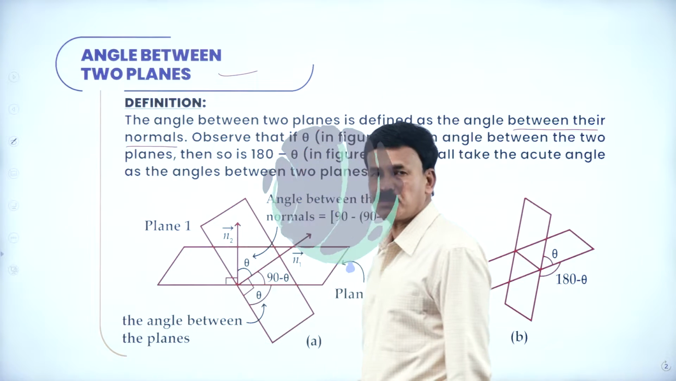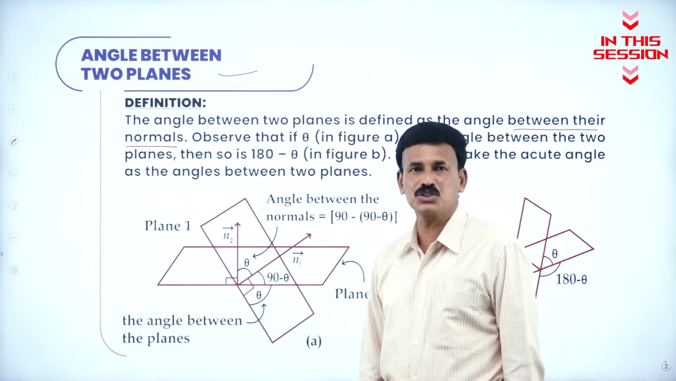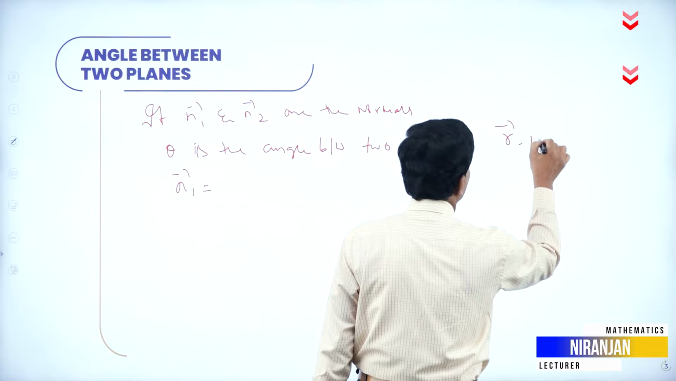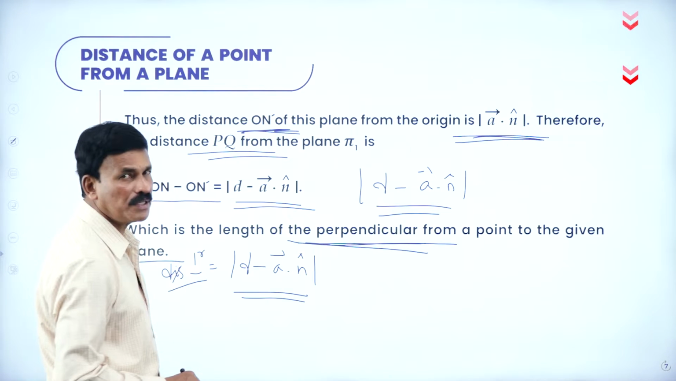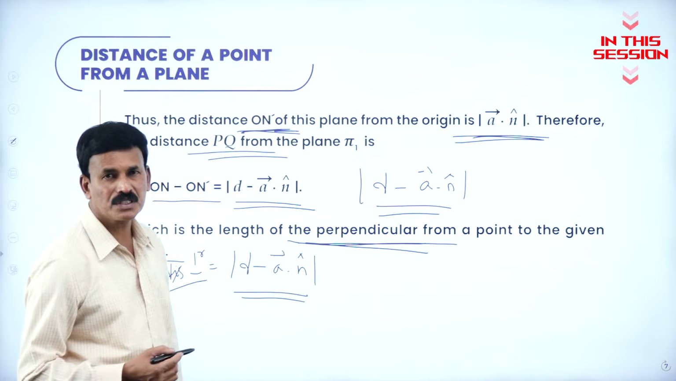The angle at the point of intersection of the two normals is called the angle between the two planes. We know the equation of the plane in the normal form is vector r dot n is equal to d. Perpendicular distance is given by d minus a dot n cap in the vector form.